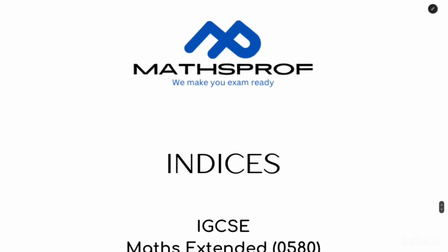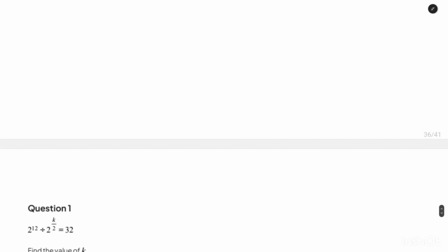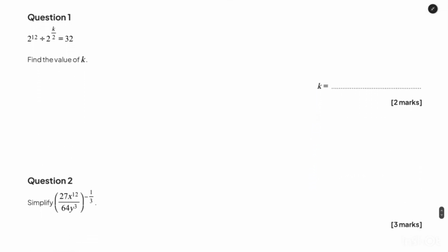Okay, this brings us to the fourth and the last worksheet of this topic, indices. See the first question. It's already an equation kind of question. On the left hand side the bases are 2, but on the right hand side it is 32. So to make the bases the same, I'll prime factorize the 32. So it will be 16 divided by 2, 8 divided by 2, 4, 2 and 1.